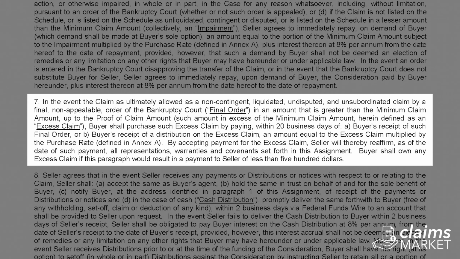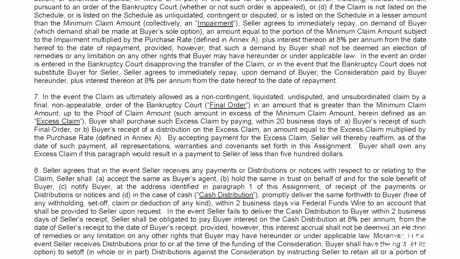Paragraph 7 is designed to protect you if your claim is ultimately allowed in a greater amount. This greater amount is called the excess claim and is the difference between the initial face amount and the amount of the claim ultimately allowed in the case. This paragraph is the mirror image of the prior paragraph. For example, if the minimum claim amount was $100,000 and the claim is allowed in the amount of $110,000, the excess claim would be $10,000. If the purchase rate is 25%, the buyer would pay you an additional $2,500.